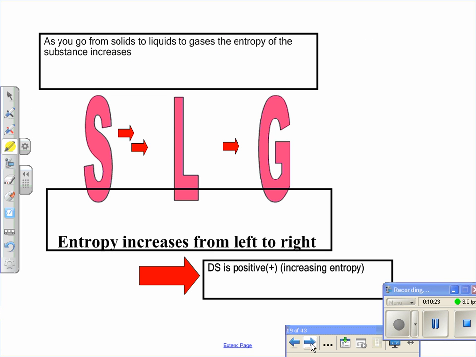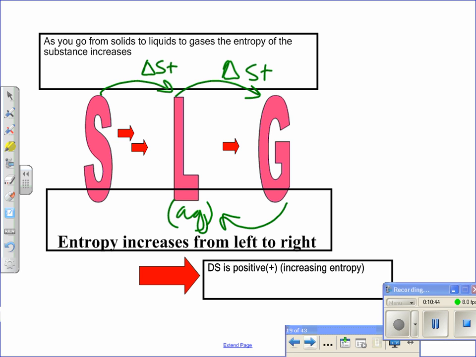Here's our SLG rule. As you go from a solid to a liquid, delta S increases. As you go from a liquid to a gas, delta S increases. By the way, aqueous also belongs down here. If you make something aqueous, it's supposed to be right there. So delta S goes positive that way. If you go from right to left, we say delta S value is negative. So if delta S value is negative, we use the SLG rule.